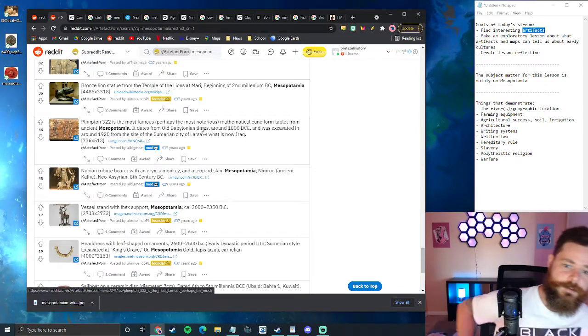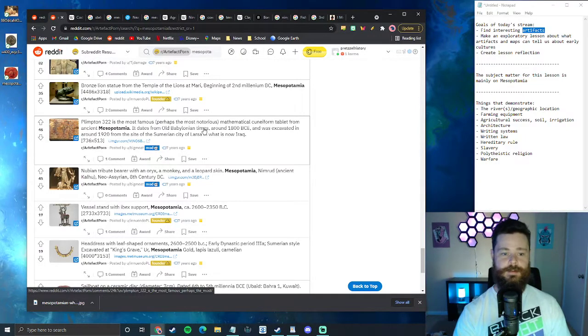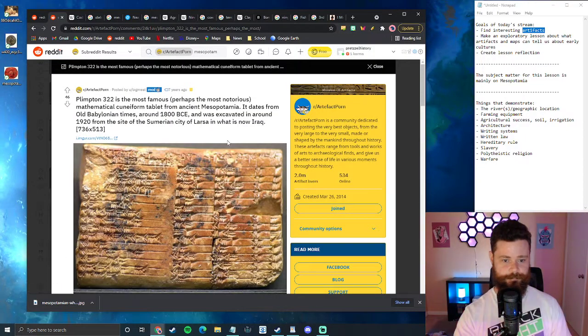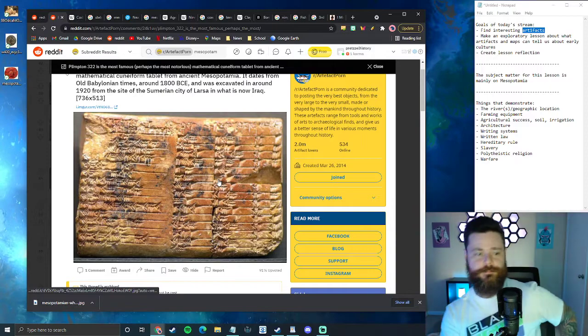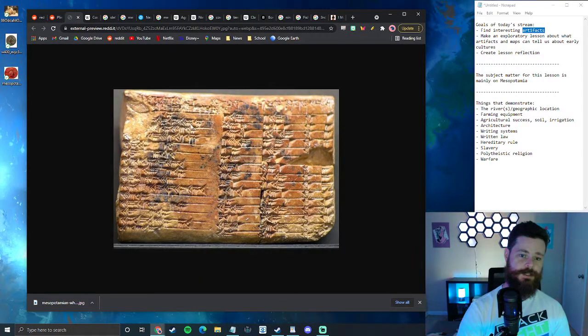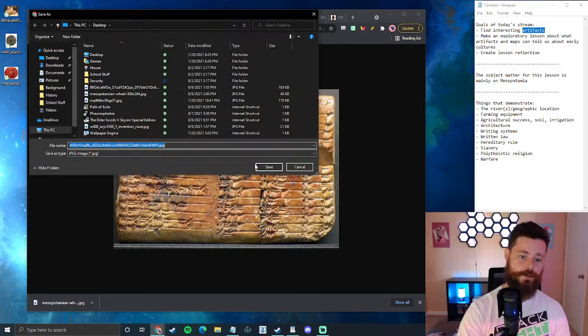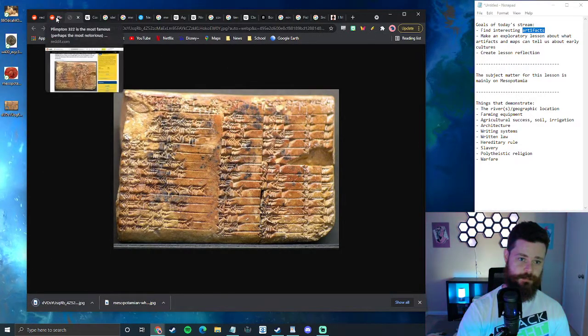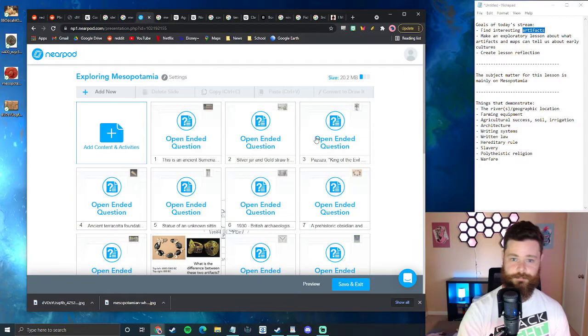Ooh, mathematical cuneiform tablet. Okay, this one can actually be good too. So it gives us this idea that not only did they use cuneiform to record written records, but also now they're doing math.